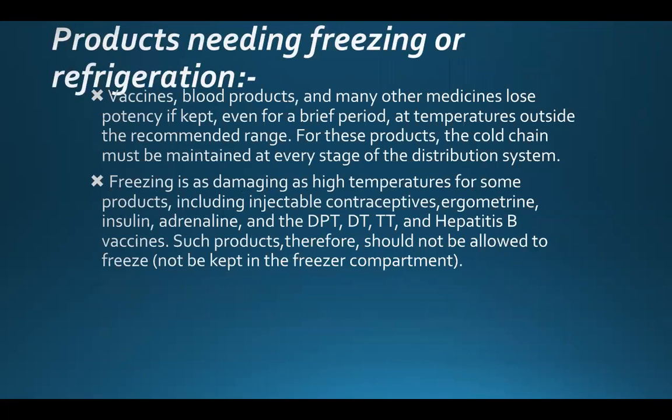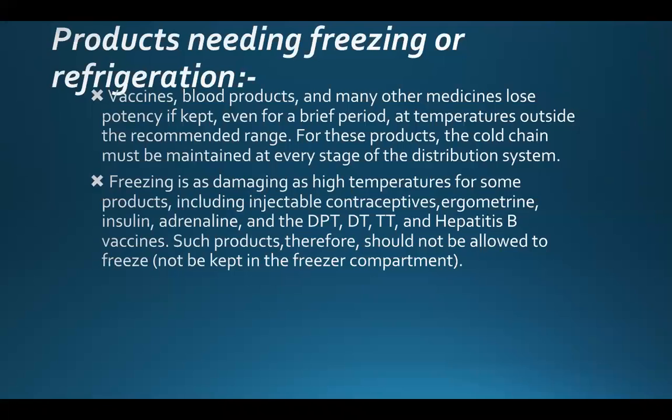Vaccines, blood products, and many other medicines lose potency if kept even for a brief period at a temperature outside the recommended range. For these products, the cold chain must be maintained at every stage of the distribution system. You may have seen vaccines and blood products in various labs. They must be placed under a controlled temperature. If they are exposed to higher temperature, they are not fit for human consumption. And during transportation, the cold storage chain must be maintained.